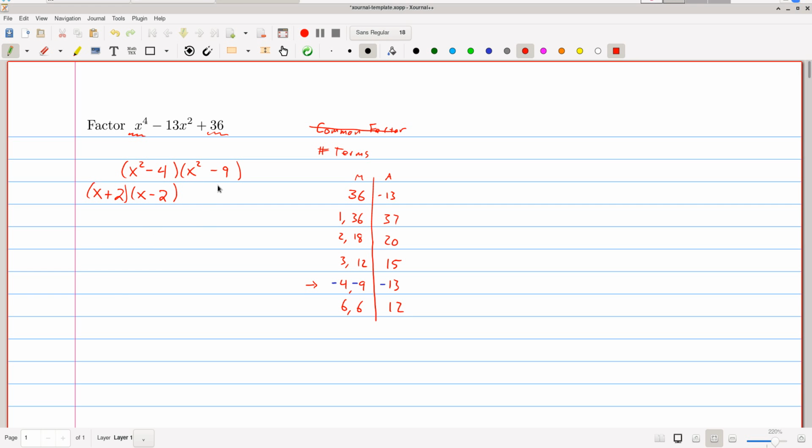X squared minus 9, we're going to use the same strategy. I'm going to write this as 2 binomials. X squared is x times x. 9 is 3 times 3. And because this is a difference of squares, we know we have 2 different signs. And now this is factored completely.